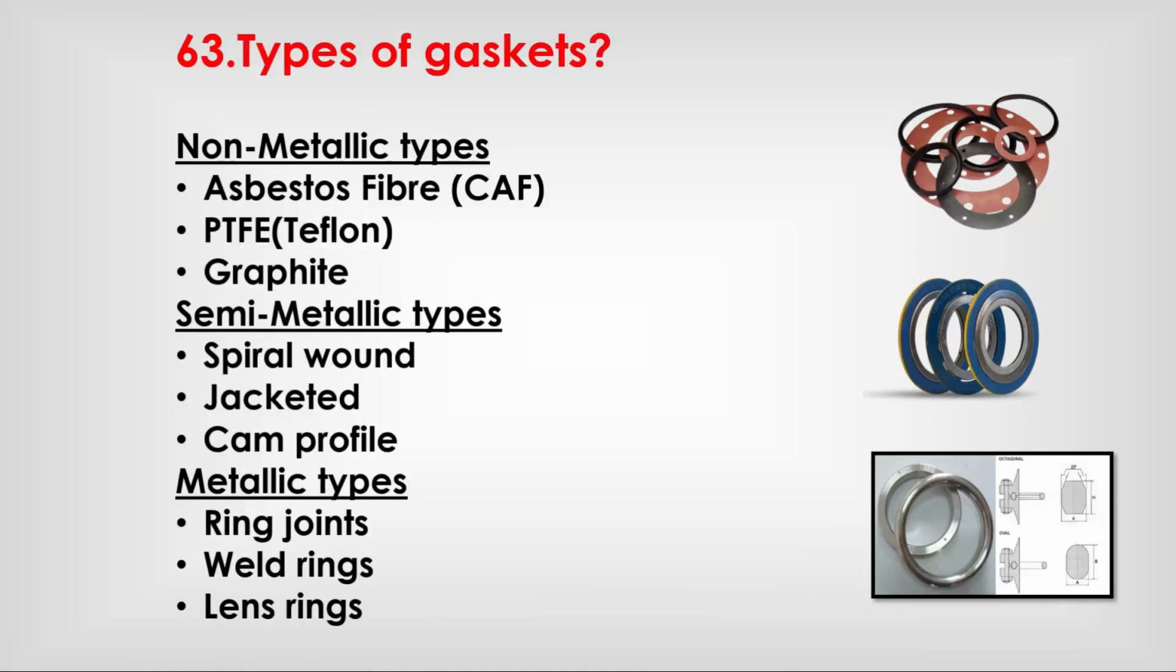Types of gaskets: non-metallic types, asbestos fiber, PTFE, Teflon, graphite; semi-metallic types, spiral wound, jagged, cam profile; metallic types, ring joints, weld rings, lens rings.